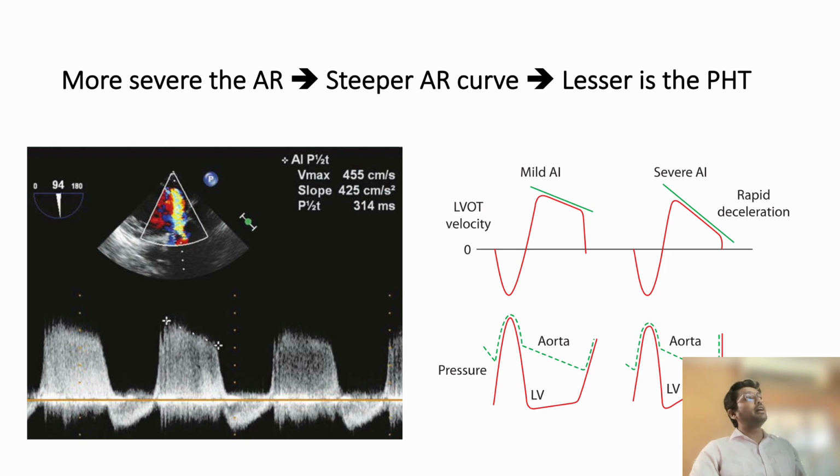And also if we see the pressure curve in the LV, the pressure also becomes equal to the aorta much faster in a case of severe AR. In this image also we can see the AR PHT is 314 milliseconds.